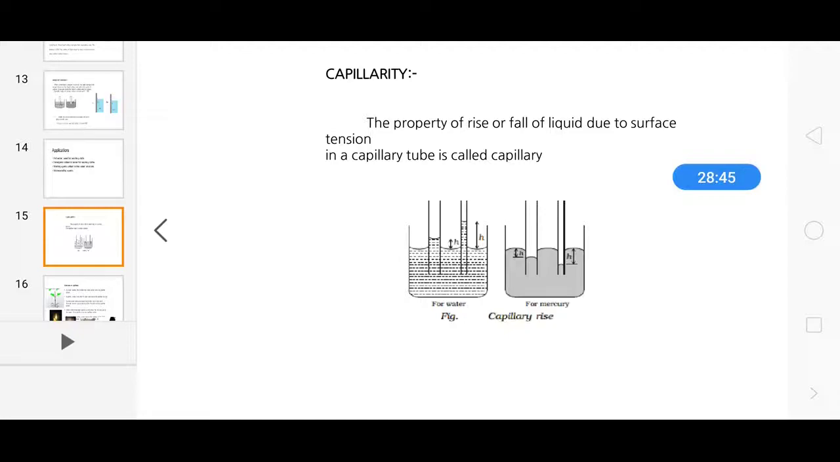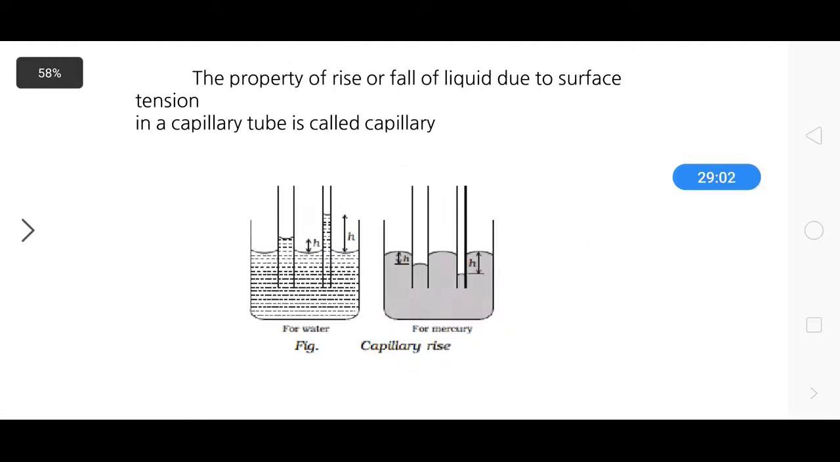If you observe the water taken in a beaker and we are dipping one capillary tube inside the water or inside the mercury, we are observing two beakers. One is filled with water and another one is filled with mercury, and here the capillary tube is dipped into the water. So what happens here? The water rises into the capillary tube, and the height of the liquid in the capillary tube is more compared to the water level in the beaker. Whereas for mercury, the height of the liquid in the capillary tube is less compared to the height of the mercury in the beaker. That means there is a fall in the capillary tube.